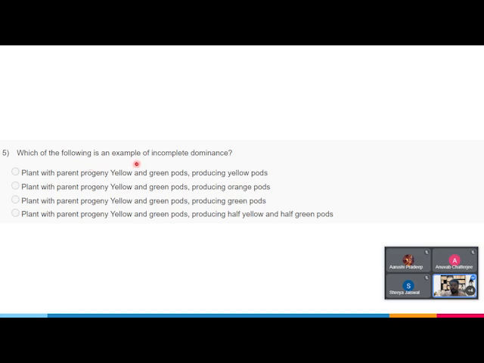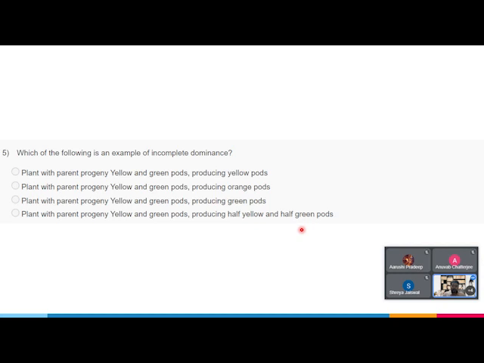Which of the following is an example of incomplete dominance? The options are: plant with parent progeny yellow and green pods producing yellow pods; plant with parent progeny yellow and green pods producing orange pods; plant with parent progeny yellow and green pods producing green pods; plants with parent progeny yellow and green pods producing half yellow and half green pods. So this is a one option type of correct answer.